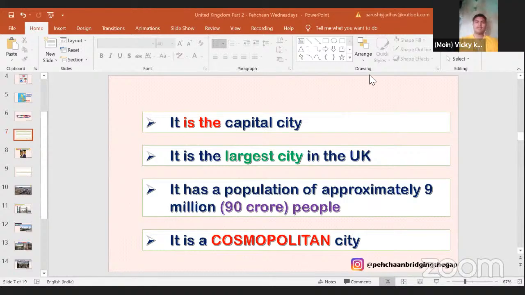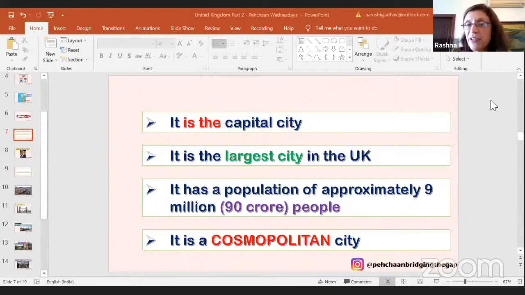Yes, ma'am. Many facilities in cities. That's why more people live in cities. Okay, can you think of any facility that we have in Mumbai which you don't have in your village?